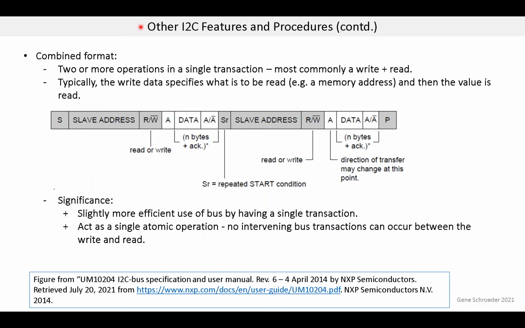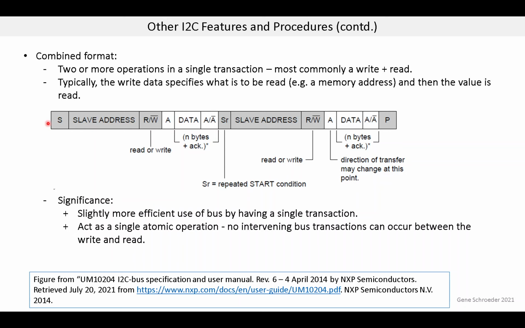Continuing on, we have what is known as combined format. This is a way to do two or more operations in a single bus transaction. Most commonly, it is a write and then a read. So typically, the write data specifies what is to be read, for example, a memory address or a register number, and then that value is read.